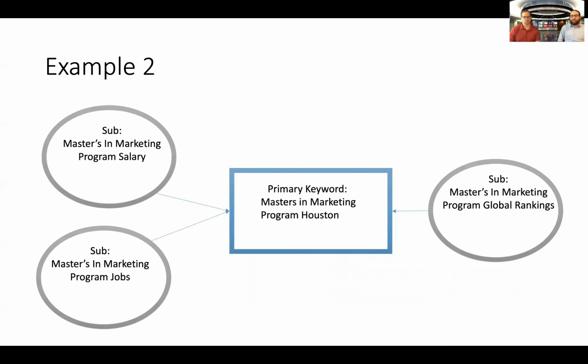Here's another example, just a different visual perspective. Let's say we're trying to rank for a master's in marketing program in Houston, and I did research, and I can see that I've got other keywords: master's in marketing program salary, master's in marketing program jobs, and master's in marketing program global rankings. We can see that the common denominator of all these keywords is master's in marketing program, and we are going to cluster them all together into one article, one post.